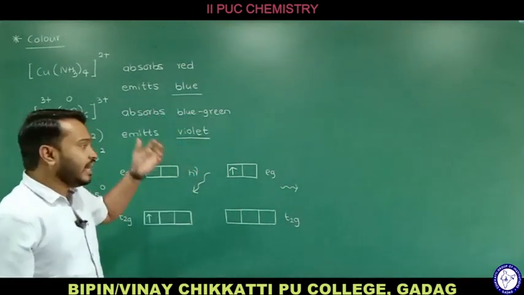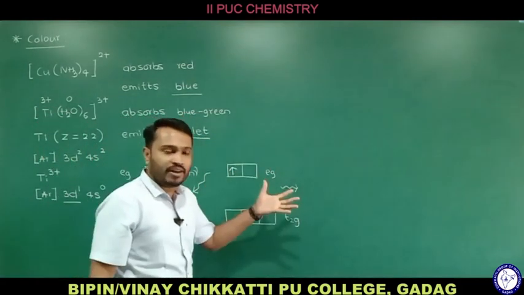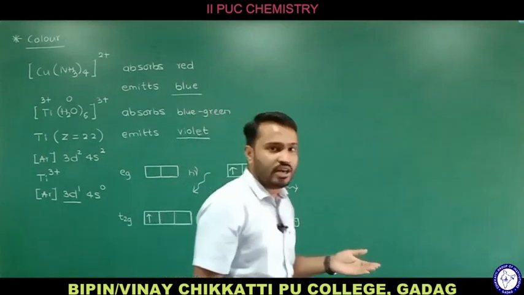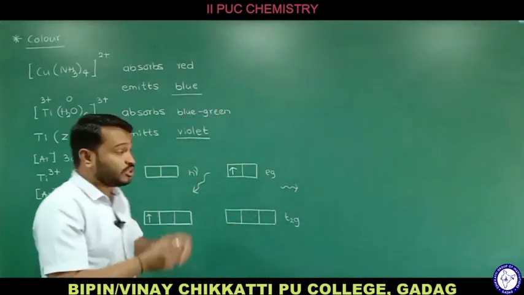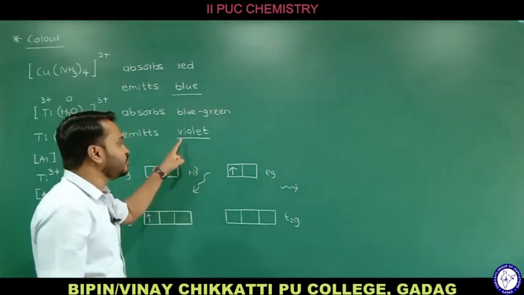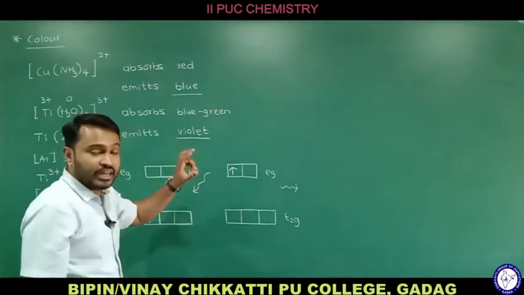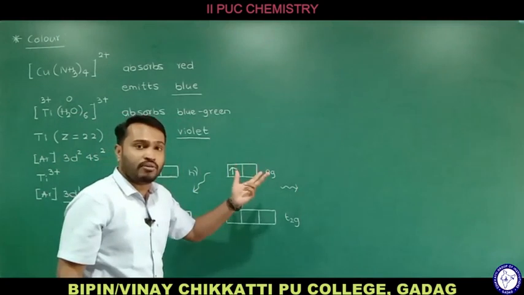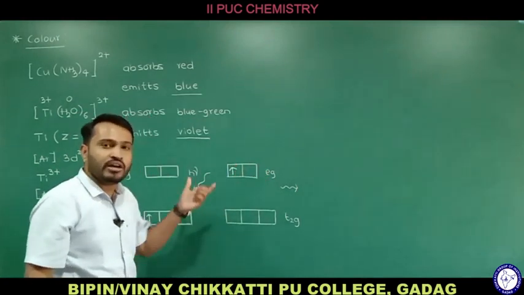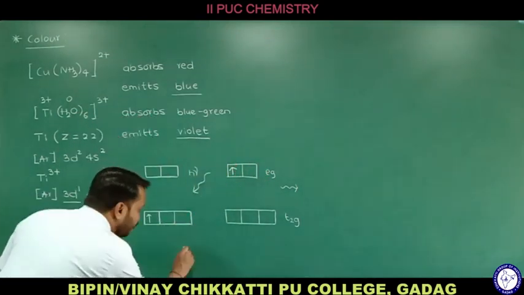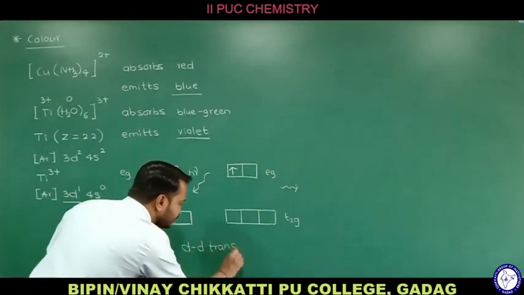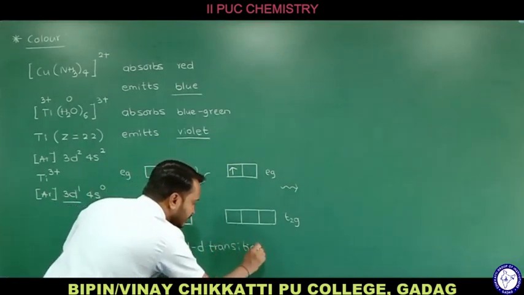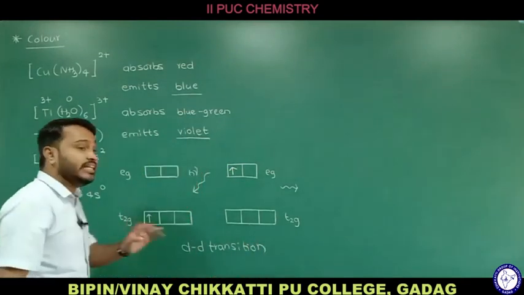Then again the electron which is present in the higher energy level is going to be shifted to the lower energy level, and the corresponding radiation, the corresponding light it emits, is of a suitable wavelength. Therefore there is a transition of an electron from one d atomic orbital to another d atomic orbital. Therefore this kind of transition we call a dd transition.